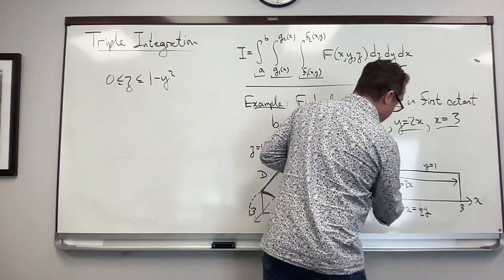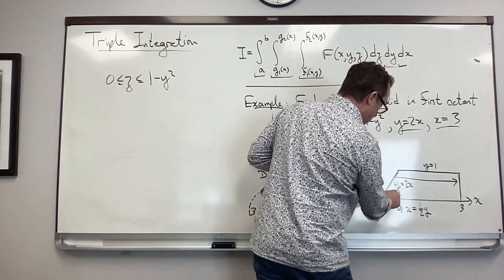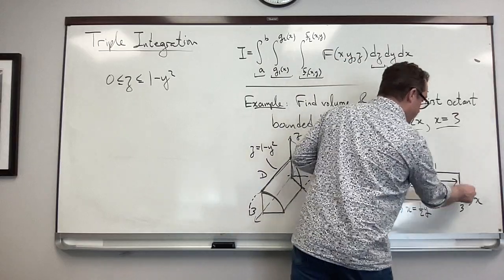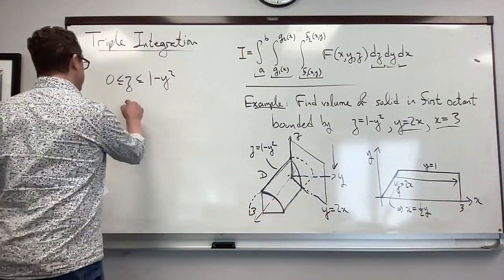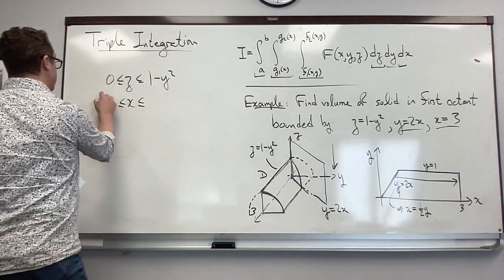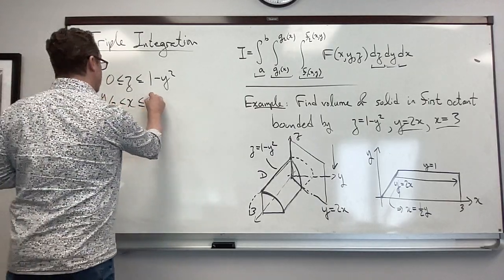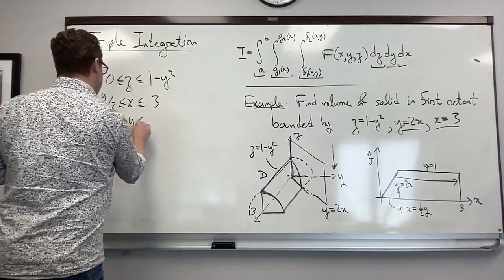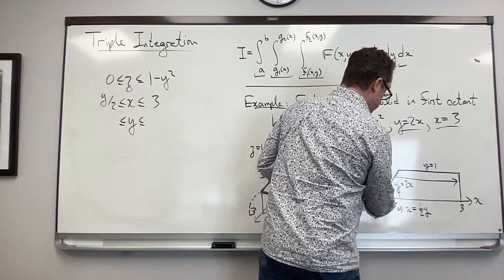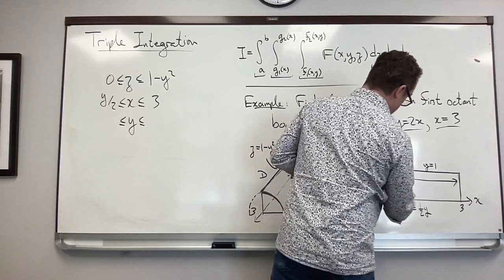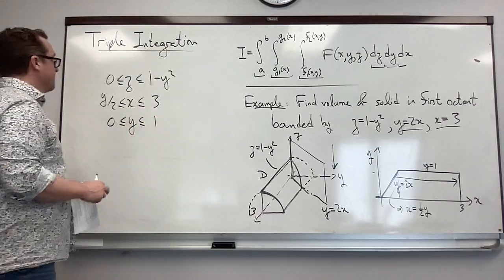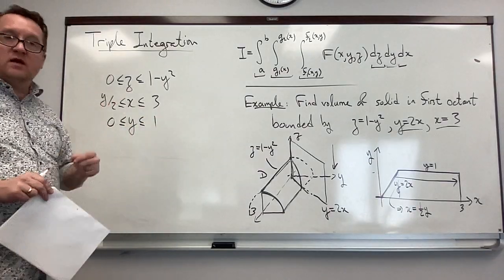So if we do x next, its lower limit would be x equals 1/2 y, just solving for x. Its upper limit would be 3. So we'll do x as the next integral, which we don't always do. And then finally we integrate y. Once we've squished this down in this direction, y goes from 0 to 1. That's the work in setting up this integral.